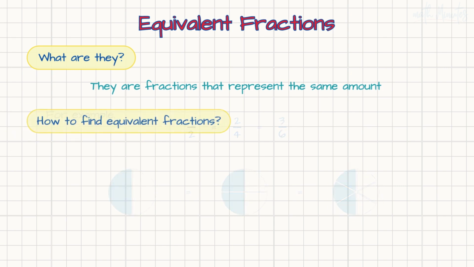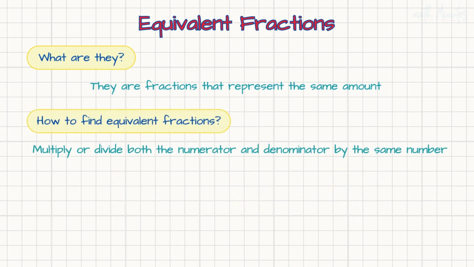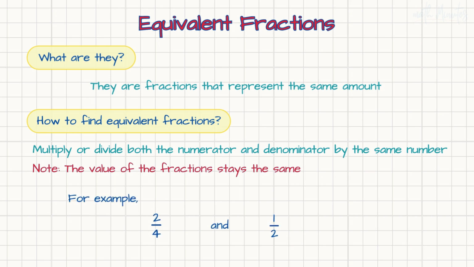To find equivalent fractions, you multiply or divide both the numerator and denominator by the same non-zero number. This process does not change the value of the fraction. For instance, 2/4 is equivalent to 1/2, since we can divide both the numerator and denominator by 2.